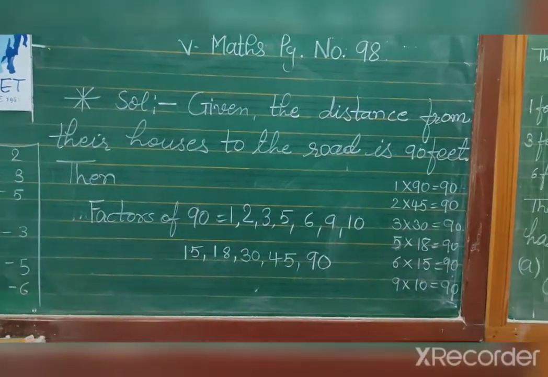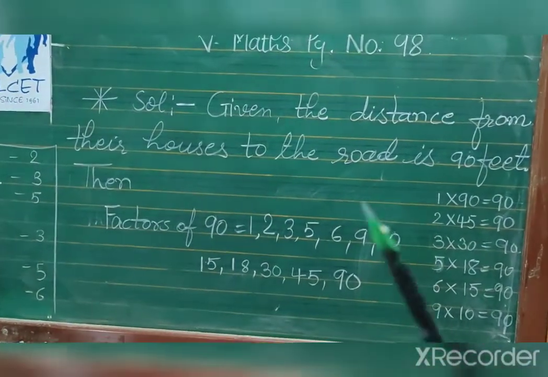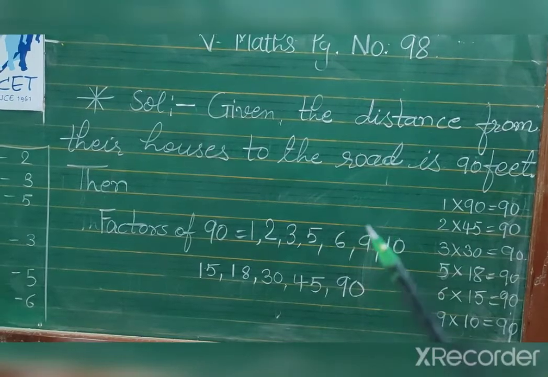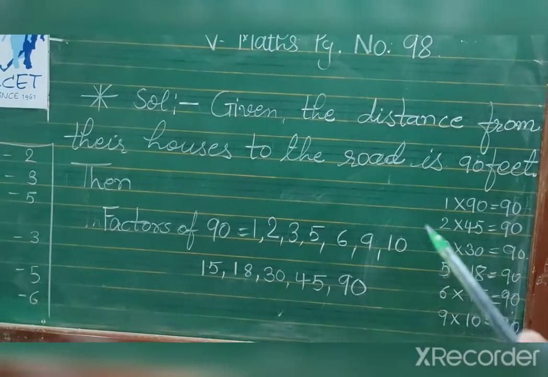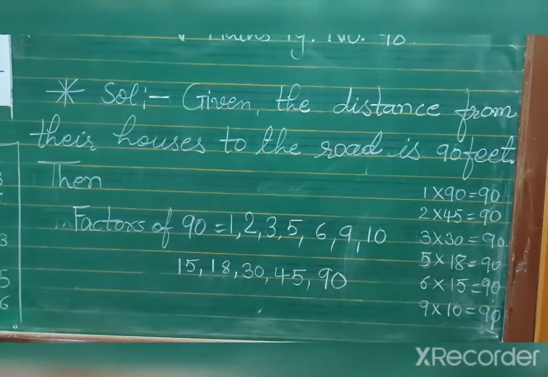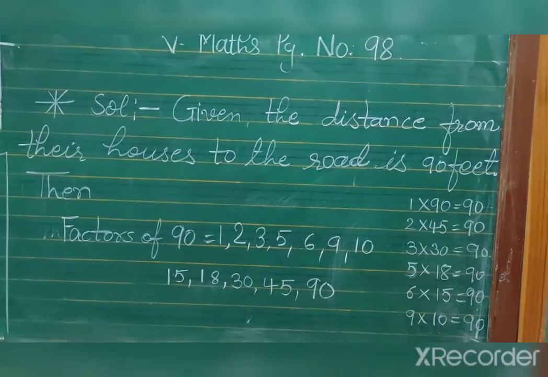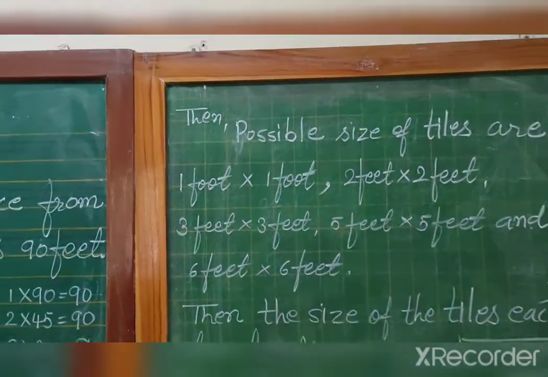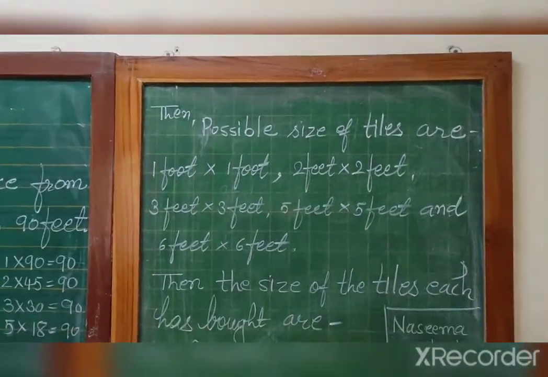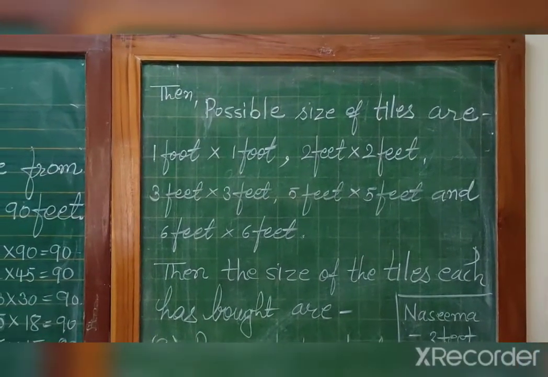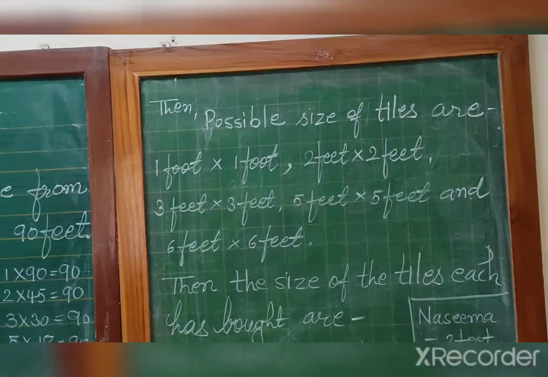But the sizes of tiles may be 1 by 1, 2 by 2, 3 by 3, 5 by 5 and 6 by 6. After that we are neglecting all the factors, because such long tiles we will not use. So the possible sizes of tiles are 1 foot by 1 foot, 2 feet by 2 feet, 3 feet by 3 feet, 5 by 5 and 6 by 6.